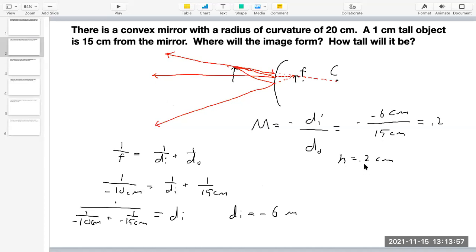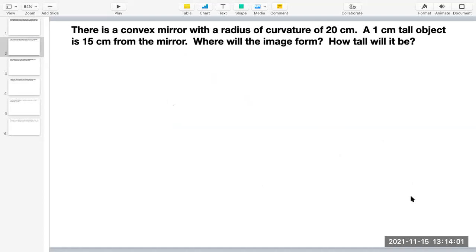Right. So the tricky part with these is just going for positive and negative.